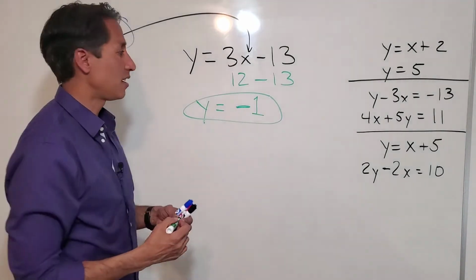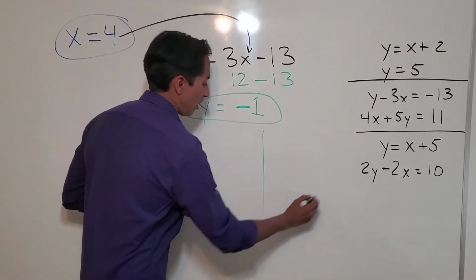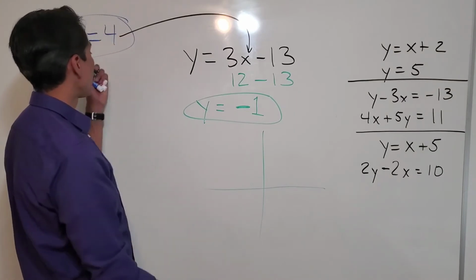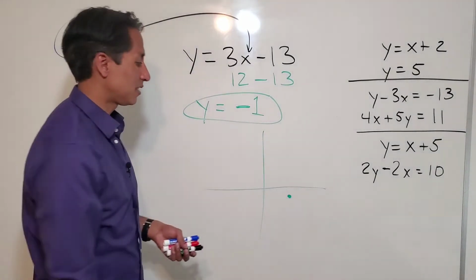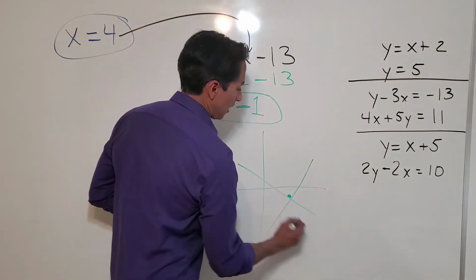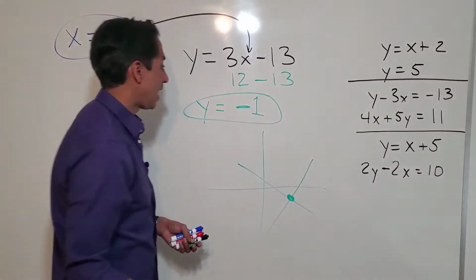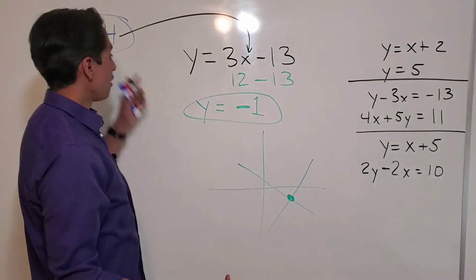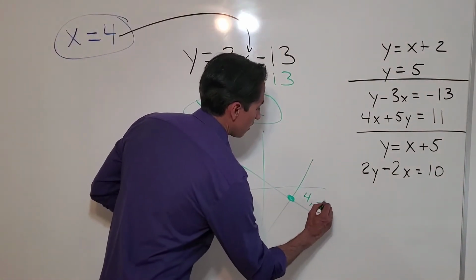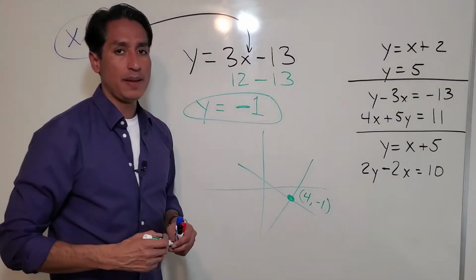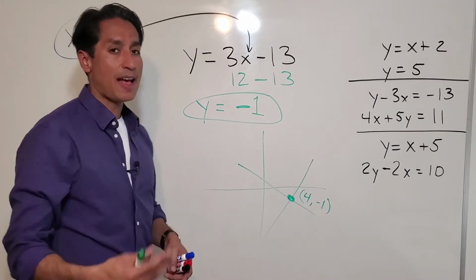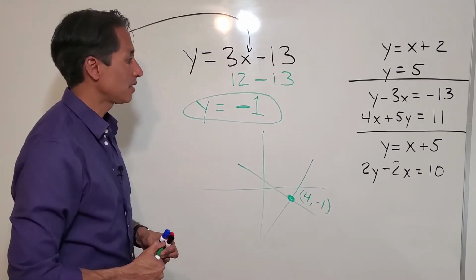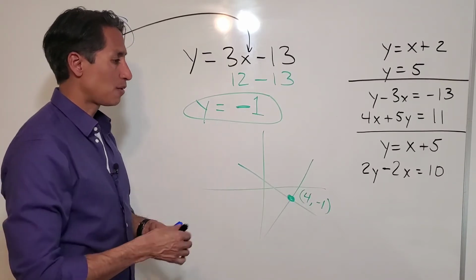But what I have done is figure out where these two lines would cross. So it's over 4, down 1. I don't know where these lines are, so let's say they're like there and there, whatever. But I do know that at 4, -1, they're going to meet. And that's what we're looking for when we solve these algebraically. All right? So let's move on to that third problem.